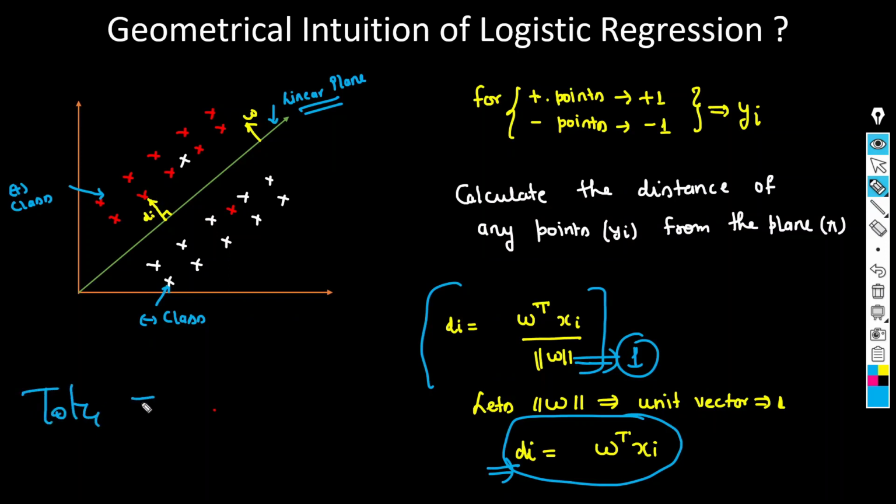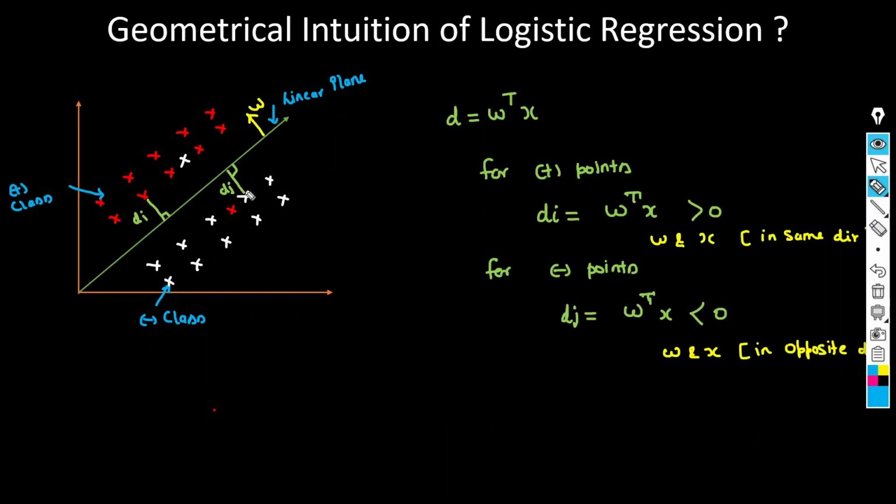If we want to calculate the total distance for all the points, let there be n points, so we can say summation i equal to 1 to n of w transpose xi. I will iterate from 1 to n points. Because we have found the equation of the distance, we have to find a classifier with the help of this particular distance. By using that, we can classify whether a point belongs to the positive class or the negative class. So let's check how we can create a classifier.